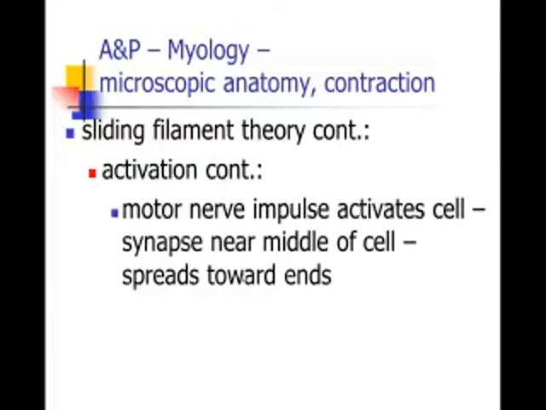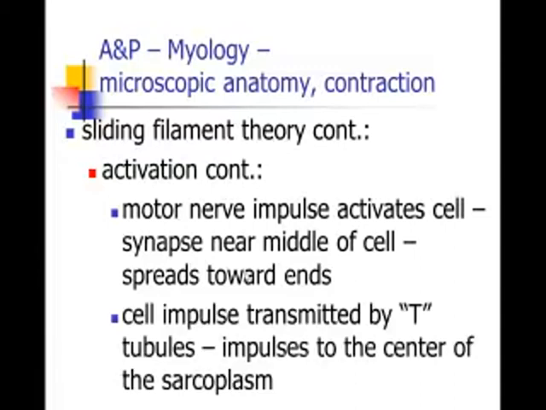Okay, so a motor nerve impulse is going to activate the cell. And I mentioned the synapse is in the middle of the cell, which means it's going to spread toward both ends. And that means it's going to reach the ends twice as fast as it would if it started at one end. And it also means you're going to have two places contracting at any given time, which increases the strength of contraction.